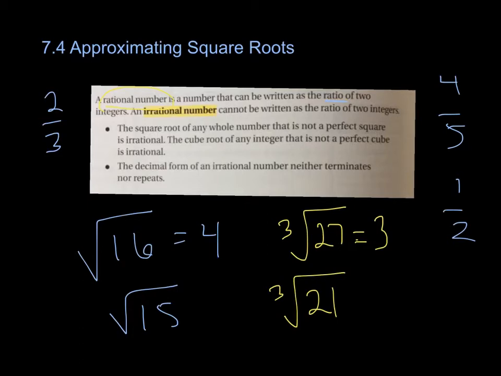So to sum it up, an irrational number is the square root of a number that is not a perfect square, the cube root of a number that is not a perfect cube, and any number that cannot be written as a fraction, so a non-repeating, non-terminating decimal. These all need to be in your notes, by the way.